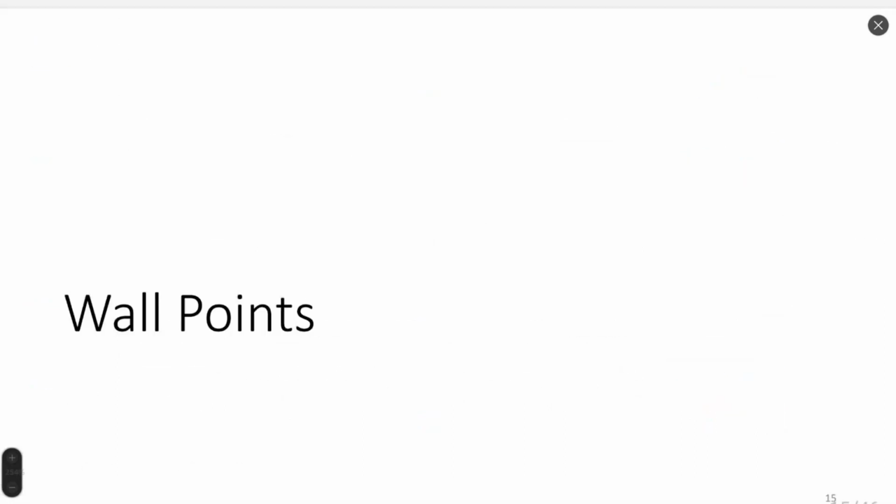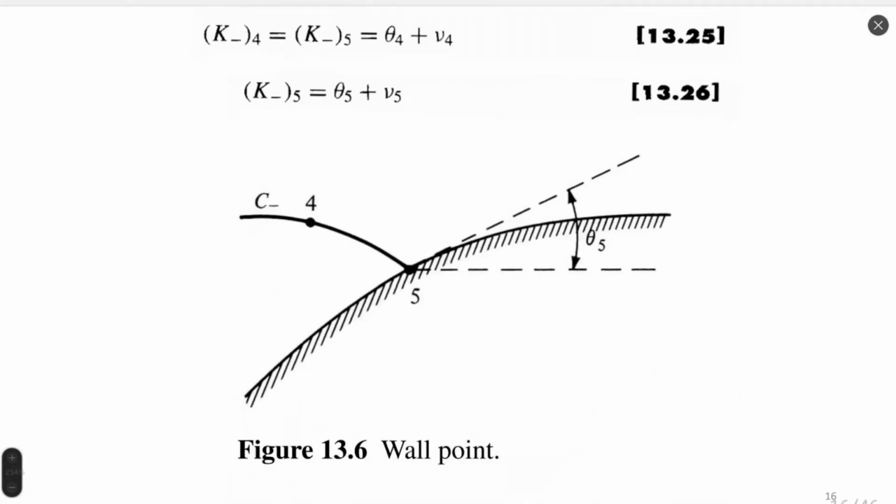I hope it's clear. Second case is wall points. Wall points are simpler because on the wall we always know the direction of the flow, as I told you already. For example, figure 6 shows this case. Starting from point 4, at which we knew flow properties, we go to point 5. Point 5 is the intersection between the characteristic line and the wall. These two lines will always intersect because the characteristic line can never be parallel to the wall, at least here, right? It will intersect at point 5, and at this point 5 we always know the flow direction, theta 5.